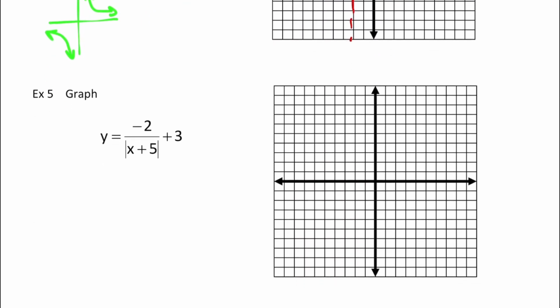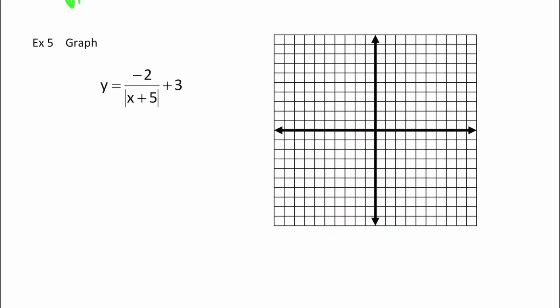All right, our last one. So once again, we kind of talked about what the absolute value does. Let's identify everything else we got going on here. That's going to be reflection in the horizontal, or reflection in the x. That's a vertical stretch times 2. That's up 3. And that's left 5.